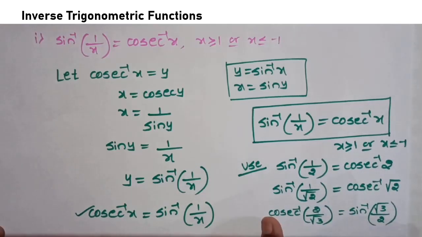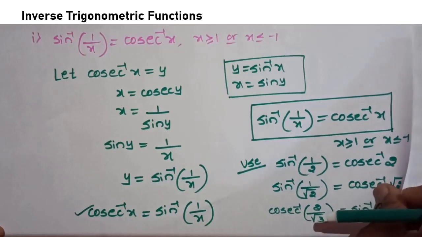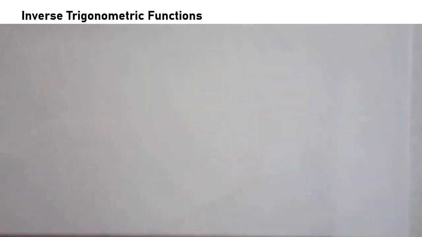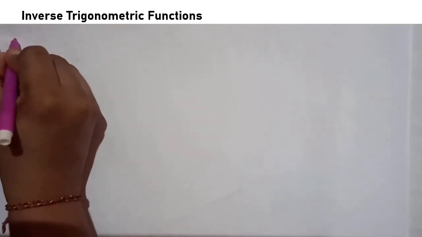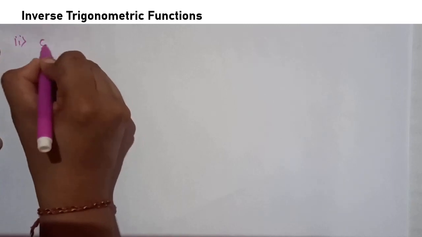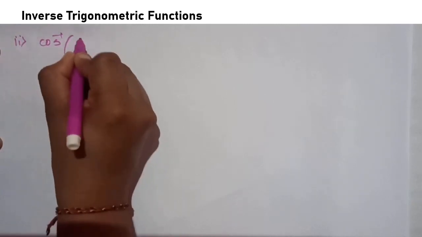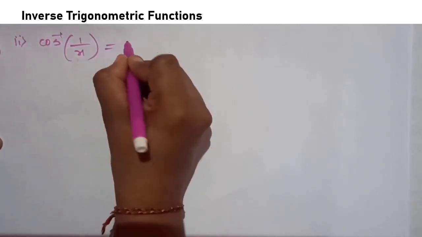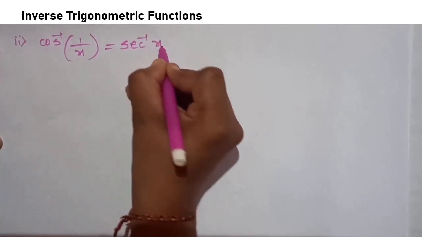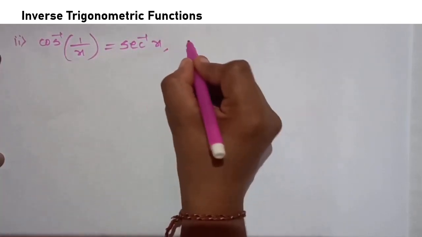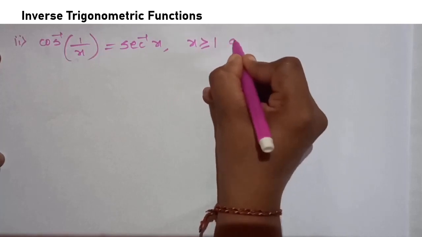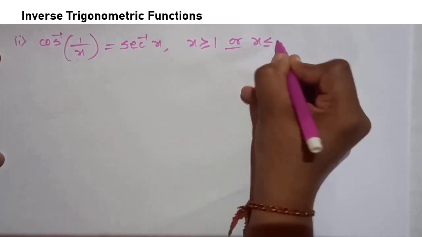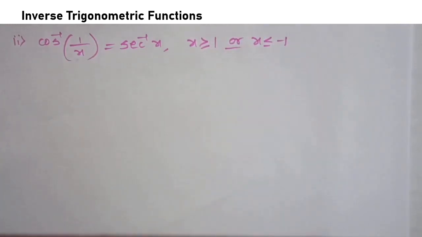Okay, so what is the next property? The next property is cos inverse 1 by x is equal to what? Sec inverse x. So this is property number 2. Cos inverse 1 by x is equal to sec inverse x, with the condition that x should be greater than or equal to 1, or x is less than or equal to minus 1.